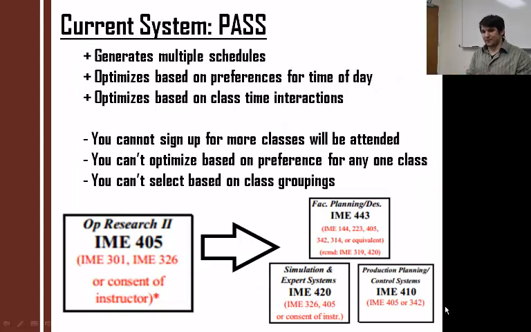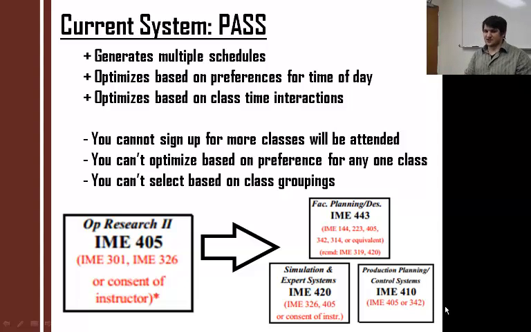So here's the current system, PASS, and its benefits and downsides. Its benefit mostly is that it generates multiple schedules and can optimize based on several preferences. Generating multiple schedules gives students a lot of ideas on where they want to put themselves in the sections of those classes. And being allowed to say, I only want to take classes around the middle of the day, or I only want to take classes that are close together or far apart, really helps them find that right schedule that much better. However, it does have some downsides that I would like to address in the companion program to broaden the number of options and optimization choices that students have.